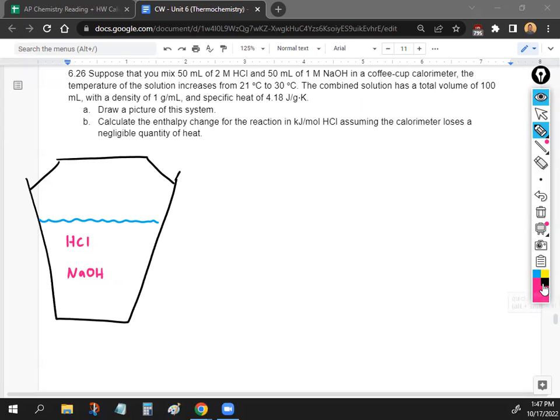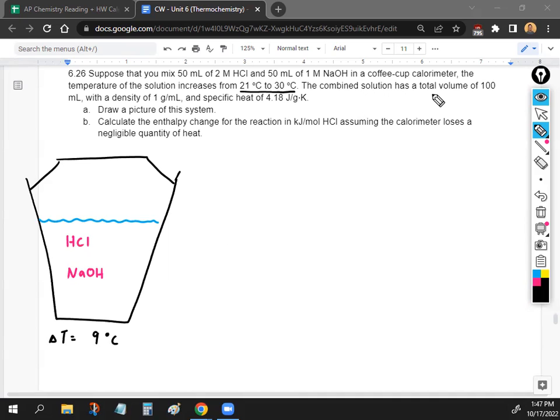Now it tells us that the temperature increases from 21 degrees Celsius to 30 degrees Celsius. So what's the delta T? 9. Yeah, so the delta T is 9. My bad, I did that in my head and it just came out. So 9 degrees Celsius.